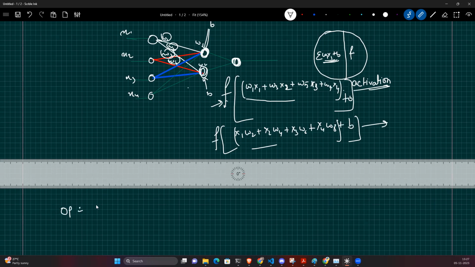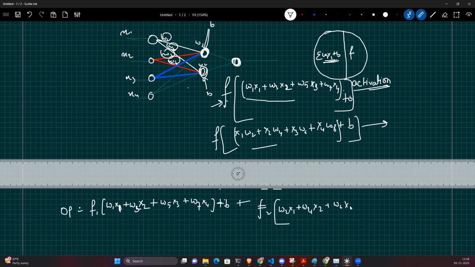So the input of the output layer equals F1, that is W1 X1 plus W3 X2 plus W5 X3 plus W7 X4 plus B, plus F2, that is W2 X1 plus W4 X2 plus W6 X3 plus W8 X4 plus B. Again, in this output layer there should be one additional bias. Bias will always be there. So this will be the input.